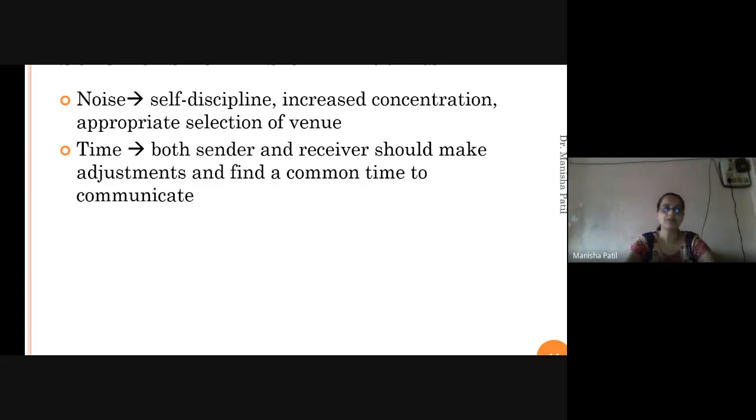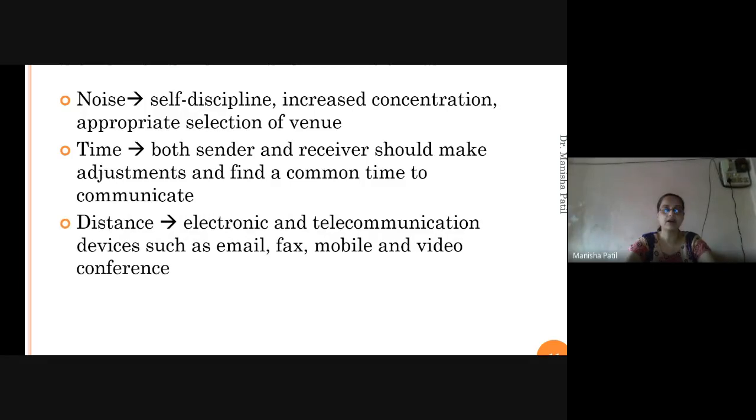Next, time. Both sender and receiver should make adjustments and find a common time to communicate. Third one, distance. As I said earlier, you can have email, fax, mobile, video conference, etc.